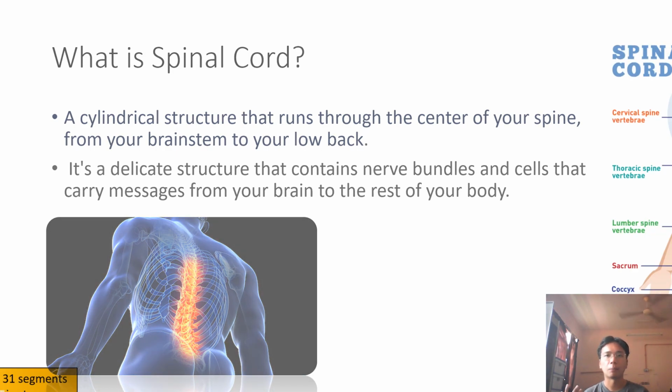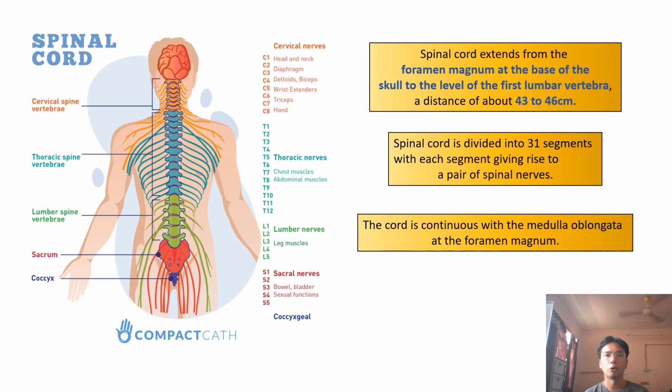The spinal cord extends from the foramen magnum at the base of the skull to the level of the first lumbar vertebrae at a distance of about 43 to 46 centimeters. The spinal cord is divided into 31 segments, with each segment giving rise to a pair of spinal nerves. The cord is continuous with the medulla oblongata at the foramen magnum.